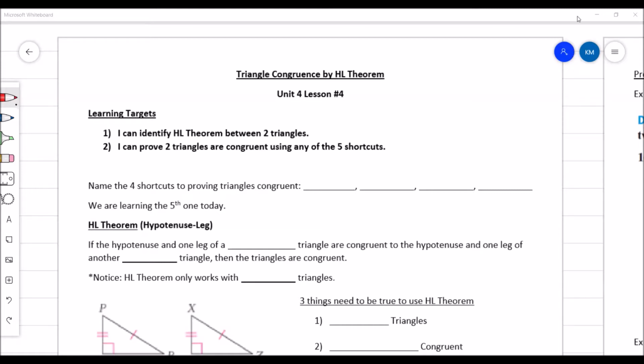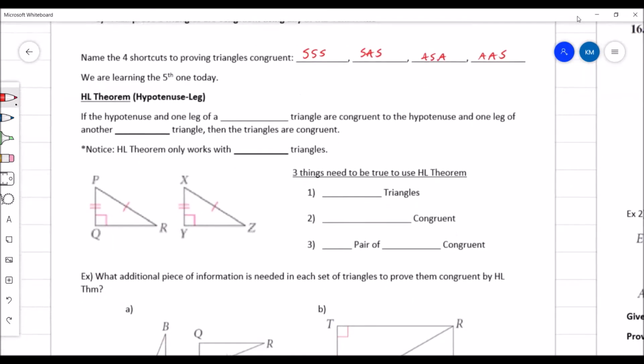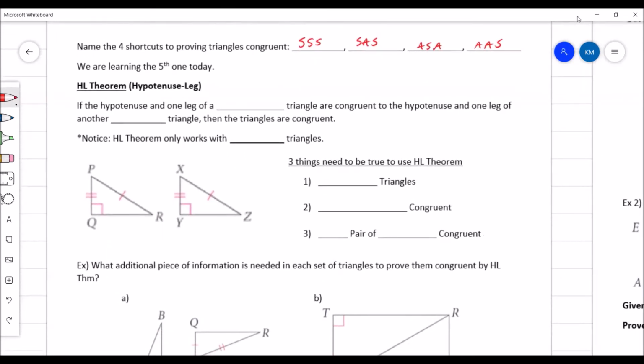So far we've talked about 4 shortcuts. Here they go: side, side, side; side, angle, side; angle, side, angle; and angle, angle, side. Remember, these are theorems that allow us to show 3 things congruent and prove the entire triangles are congruent between them. Today we're learning the 5th shortcut, or theorem or postulate, that proves 2 triangles congruent without showing every part.